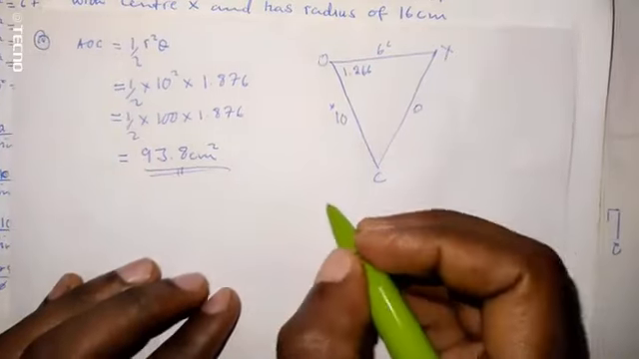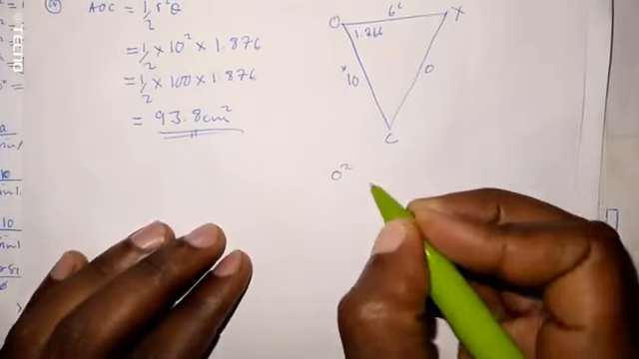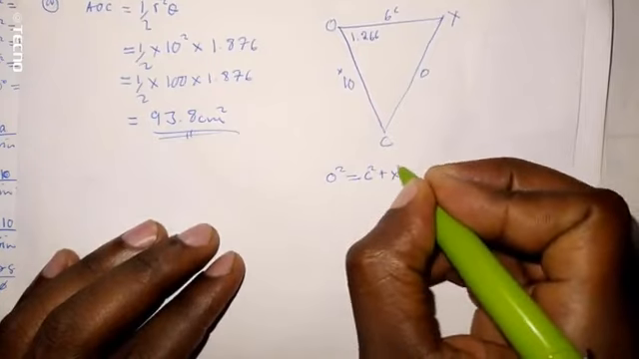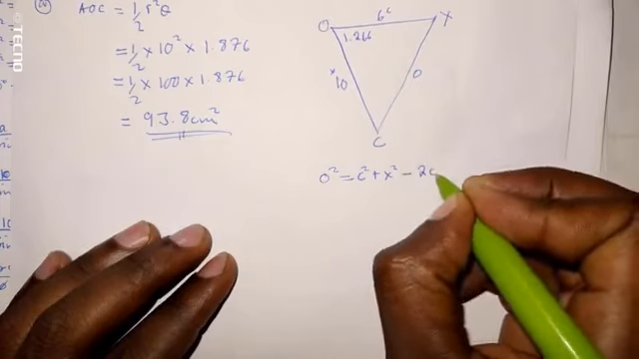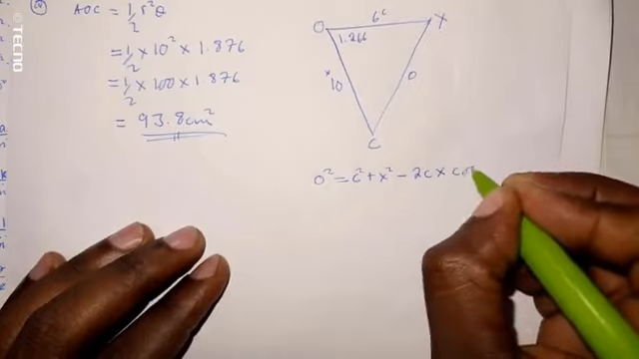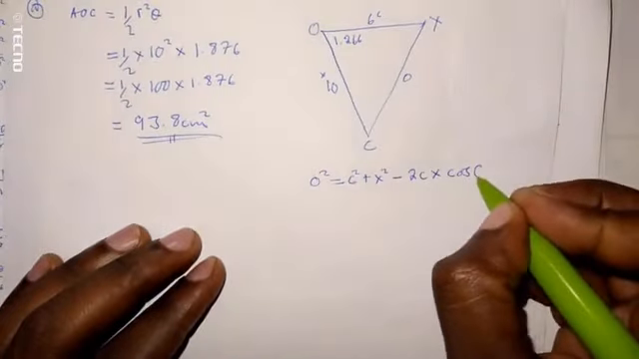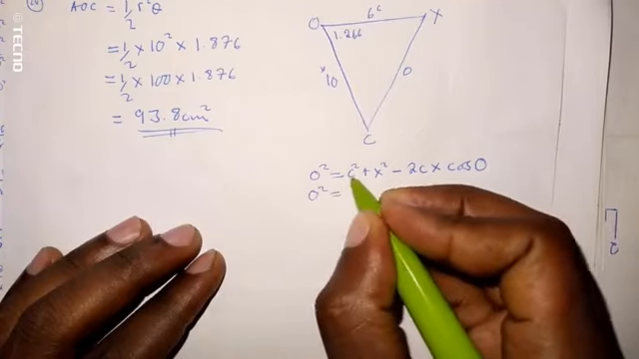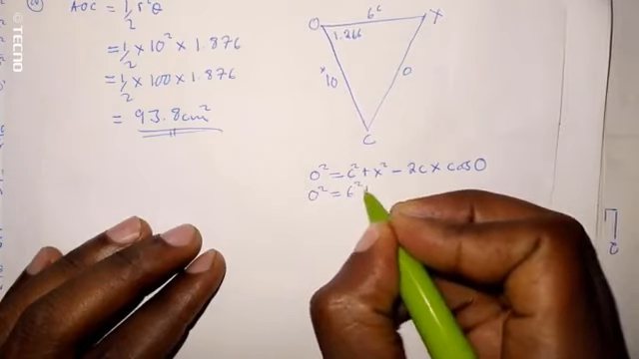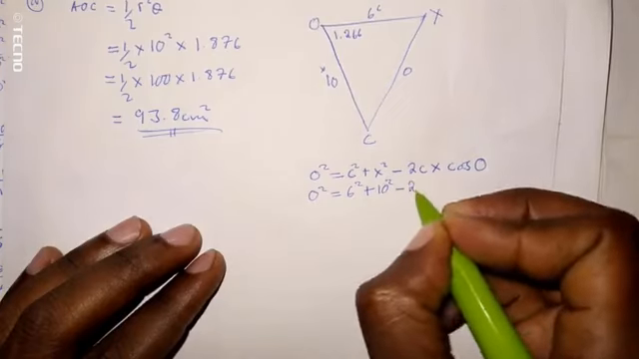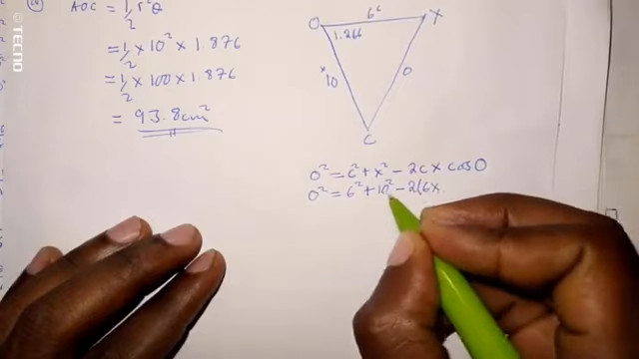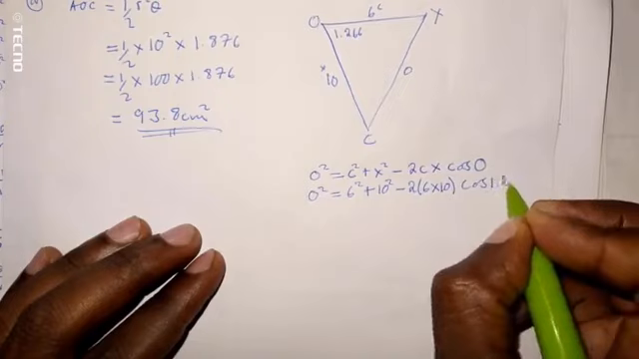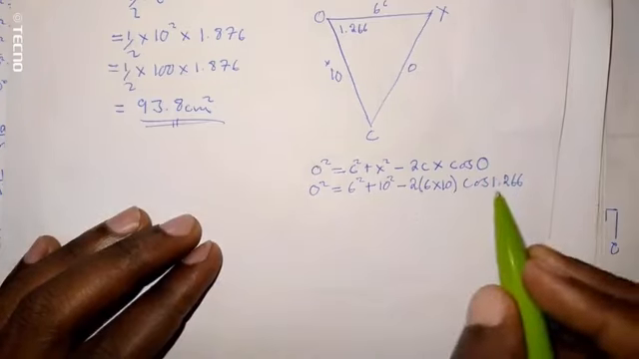So cosine rule, we have this, which is O. So O squared is equal to C squared plus X squared minus 2CX cos of the angle there, which is O. Then we say O squared is equal to 6 squared plus 10 squared minus 2 open bracket, 6 times 10, close bracket, cos 1.266. Don't forget that this is in radians.